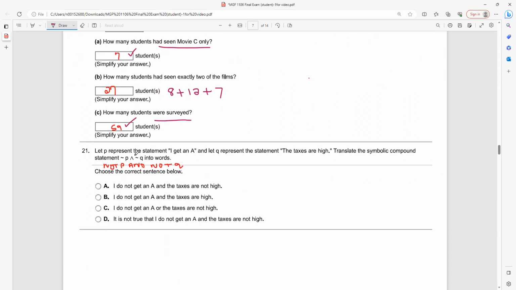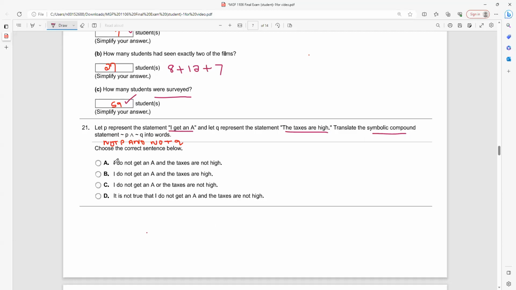For number 21, let P represent the statement, I get an A. Q represents the taxes are high. We want to translate this into symbolic form. So here we have not P and not Q. So not getting an A and the taxes are not high. So I did not get an A and the taxes are not high is the statement that I'm looking for. So yes, that would be letter A.